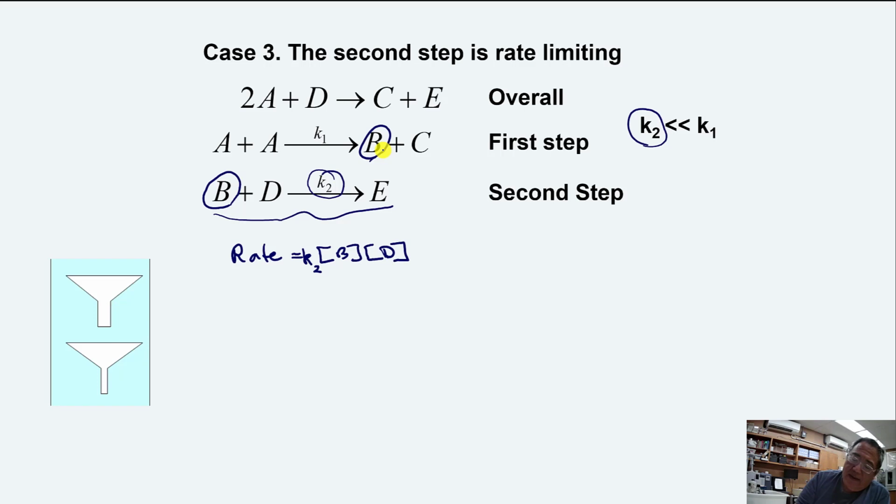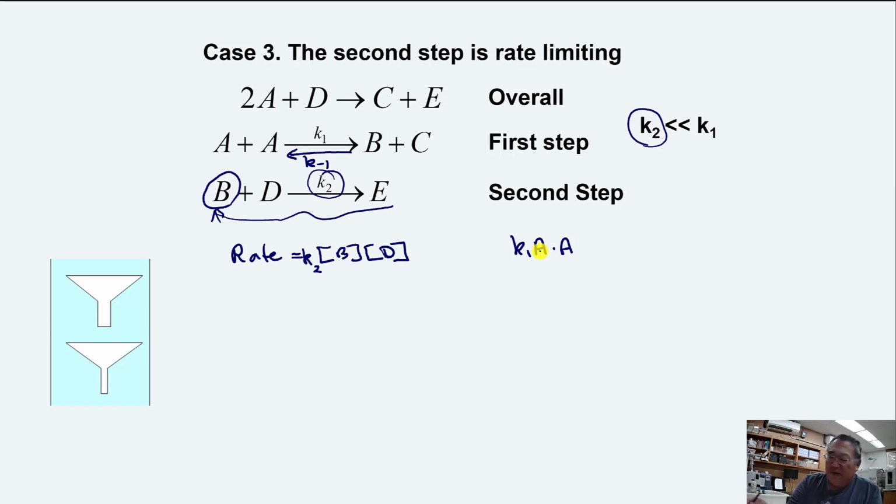We assume that this first reaction goes to equilibrium. In other words, the concentration of B builds up high enough that there's now a reverse reaction taking place. It's going backwards as well as forwards. We introduced this idea of reversibility before, but I have a K minus 1 now for the backwards direction. The forward reaction rate is going to be equal to K1 times A times A, and that's how fast it's going in the forward direction.